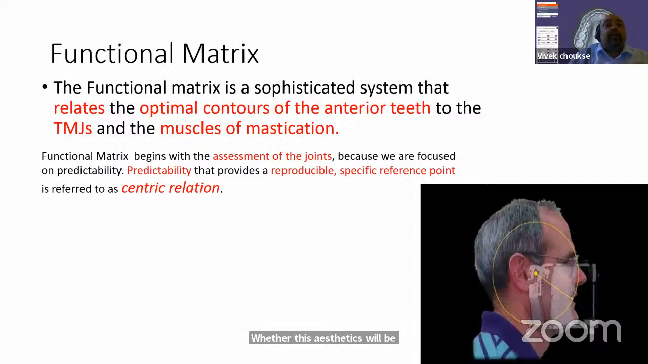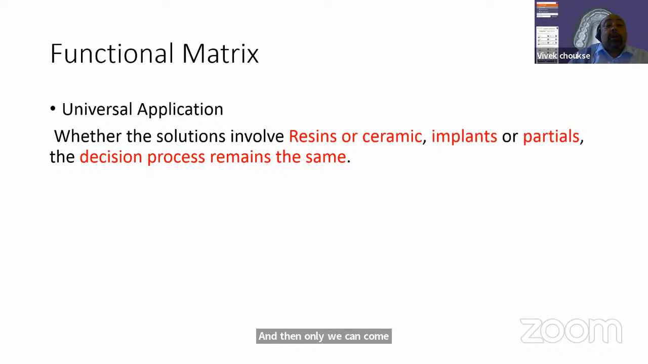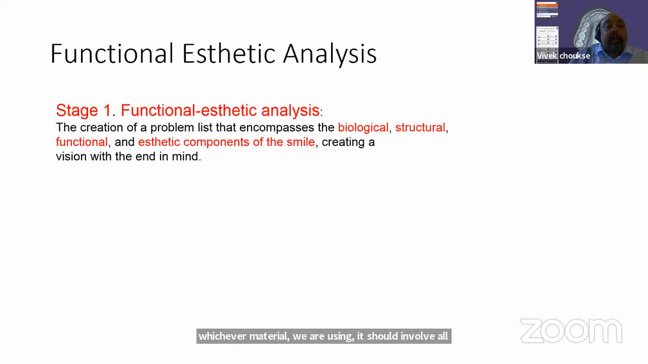We have to pay whole attention towards the TMJ and the mastication also. The goal is to provide a predictable solution to our patient with this in mind, and then only can we come to the best smile design. Whichever material we are using, it should involve all these universal applications.